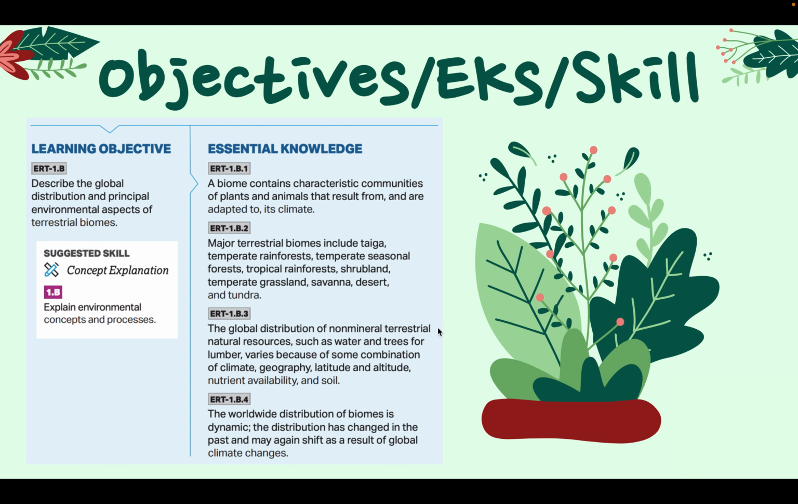The global distribution of non-mineral terrestrial natural resources, such as water and trees for lumber, varies because of some combination of climate, geography, latitude, altitude, nutrient availability, and soil. And finally, the worldwide distribution of biomes is dynamic, meaning it changes. The distribution has changed in the past and may shift again as a result of global climate change.